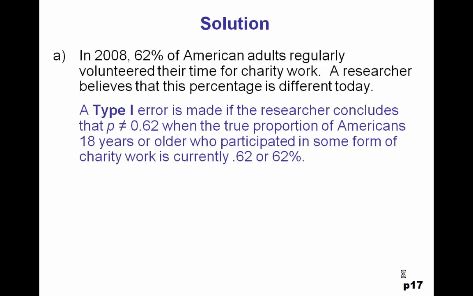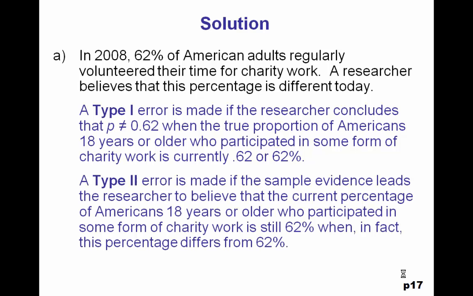A type 1 error would be made if the researcher concludes that the population proportion does not equal 62% or 0.62 when the true population of Americans 18 years or older who participated in some form of charity work is currently 0.62 or 62%. A type 2 error would be made if the sample evidence leads the researcher to believe that the current percentage of Americans 18 years or older who participated in some form of charity work is still 62%, when in fact this percentage differs from 62%.